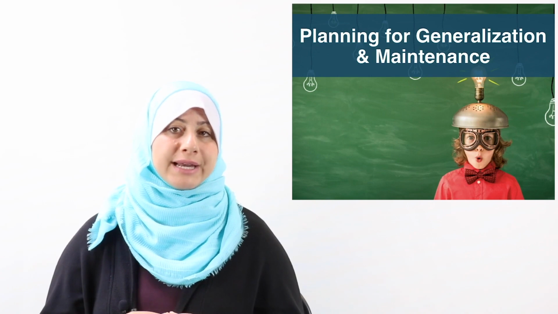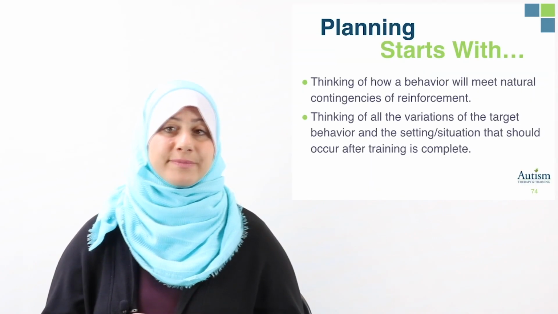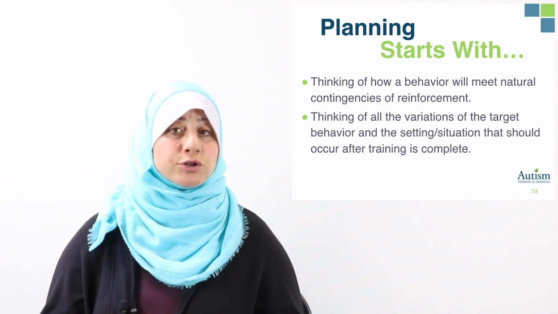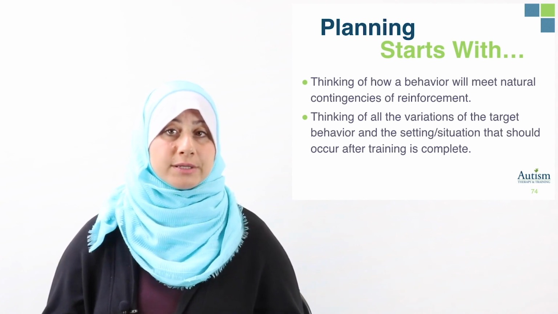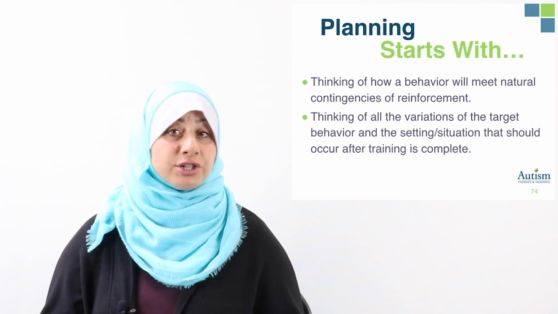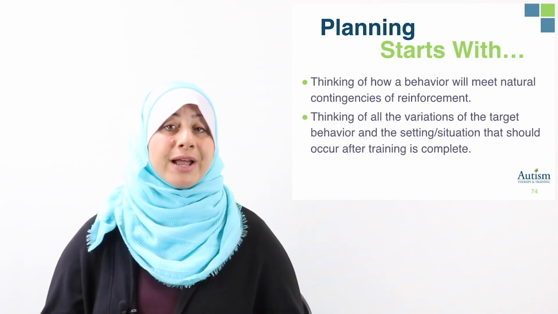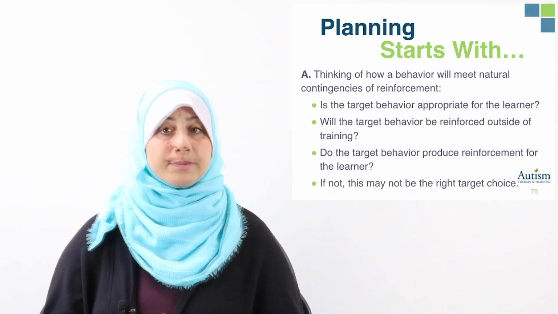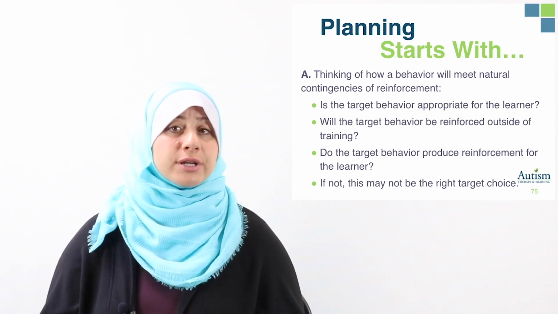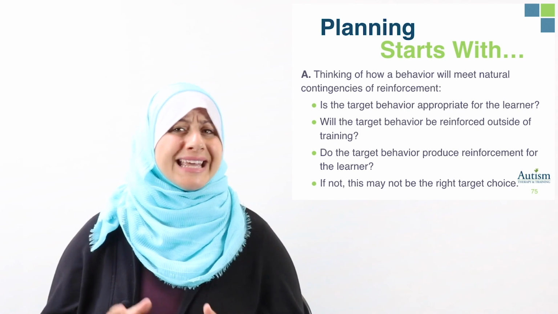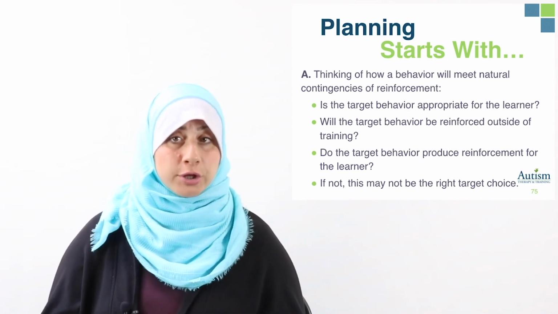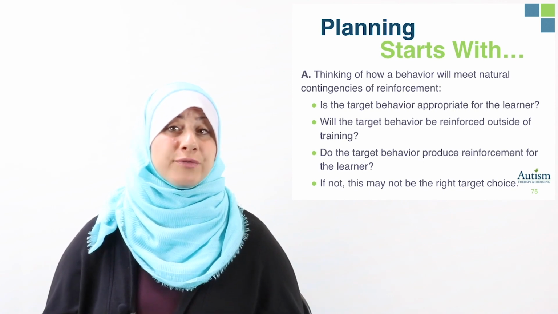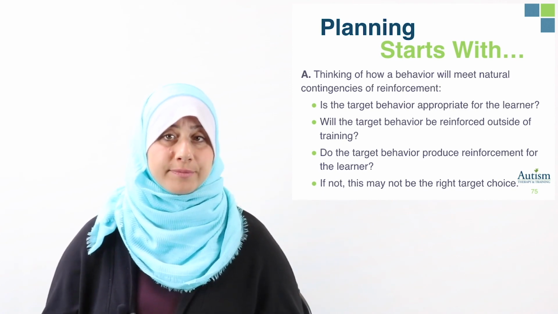So let's talk about planning for generalization and maintenance. Planning starts with thinking of how a behavior will meet natural contingencies of reinforcement. Thinking of all the variations of the target behavior and the setting situation that should occur after training is complete. Thinking of how a behavior will meet natural contingencies of reinforcement. Is the target behavior appropriate for the learner? Will the target behavior be reinforced outside of training?